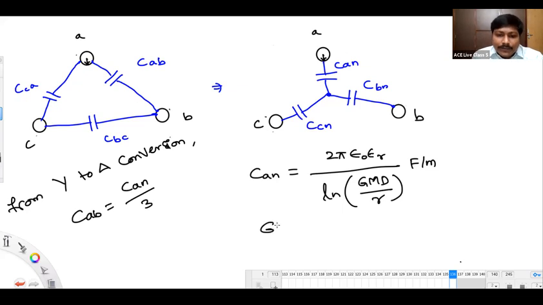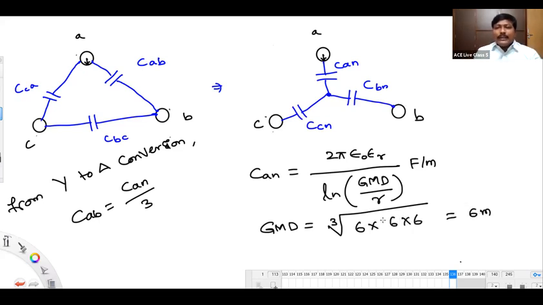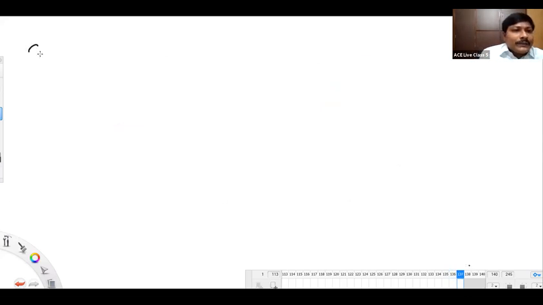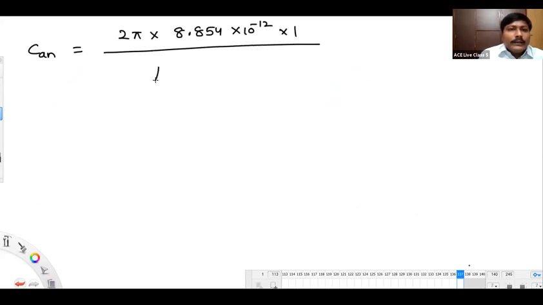What is GMD? First, what is GMD? It is the cube root of DAB, DBC, DCA. So it is 6 into 6 into 6, which comes to be 6 meters. R we already have, and we will put it into the equation to get CAN. So capacitance from conductor A to neutral will be 2 pi epsilon naught epsilon r by natural logarithm GMD by GMR, farad per meter. Please get this number.